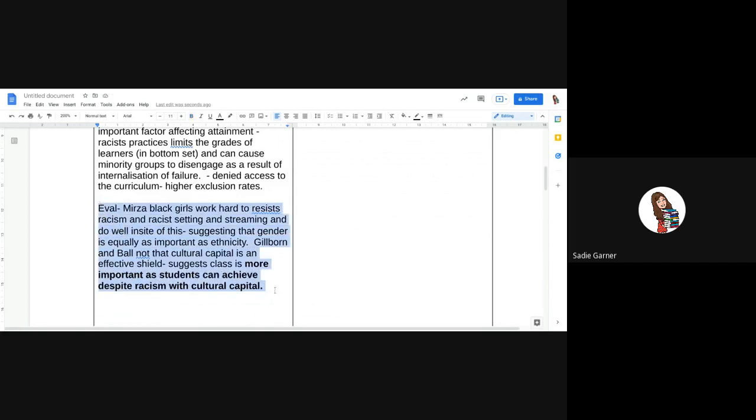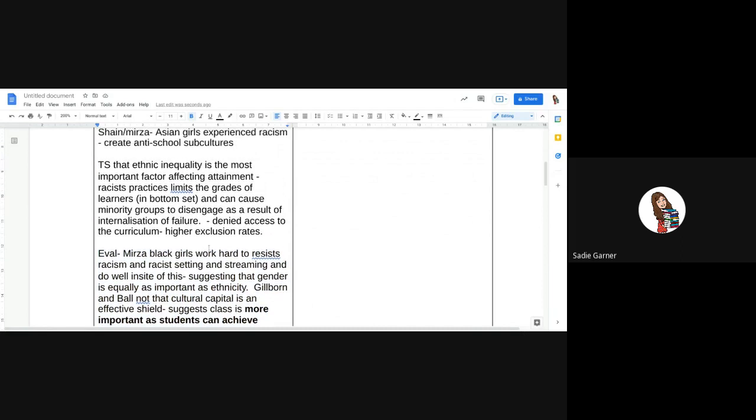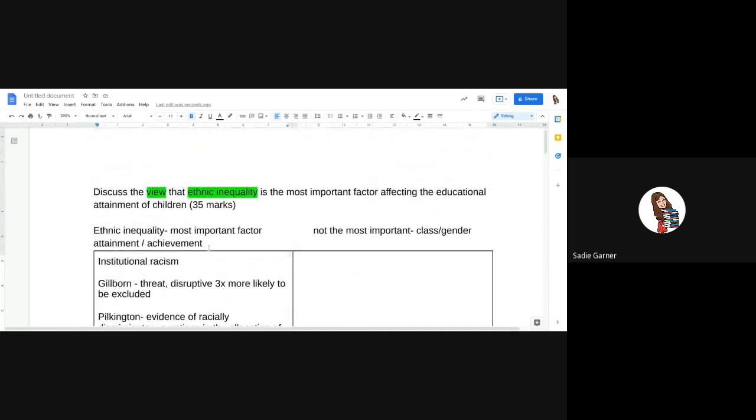We're suggesting in the evaluation, it's not ethnicity, but class or gender that need to be considered, that can act as a shield, or you can do well in spite of them if you are female. Okay, yes, ethnicity is more important. You can't experience racism if you are white, but as I say in the evaluation, we're arguing that they are clearly important factors. So no, we're going to argue that class is more important.